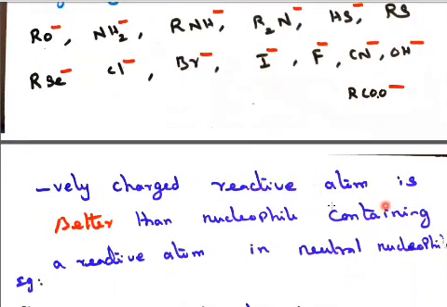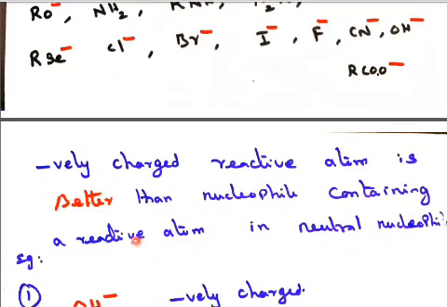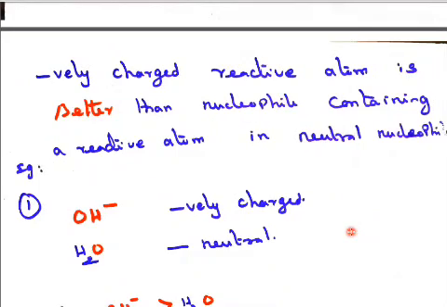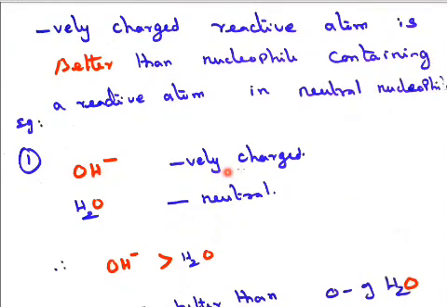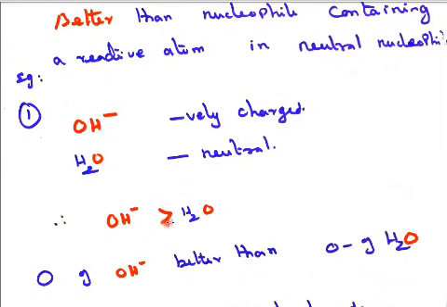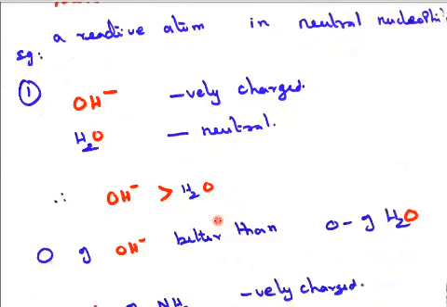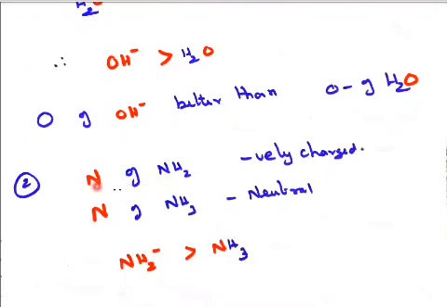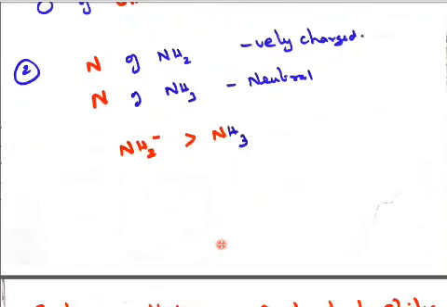A negatively charged reactive atom is better than the reactive atom in a neutral nucleophile. So negatively charged nucleophiles are better than neutral nucleophiles. OH minus is negatively charged and H2O is neutral. Both contain oxygen, so OH minus is the better nucleophile. OH minus is better than H2O. In the same way, nitrogen in NH2 minus is negatively charged and nitrogen in ammonia is neutral, so NH2 minus is greater than NH3.